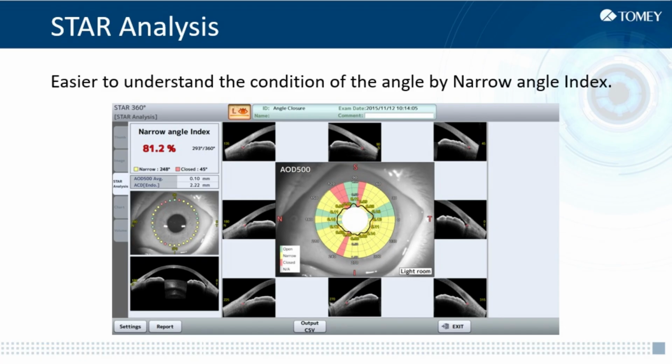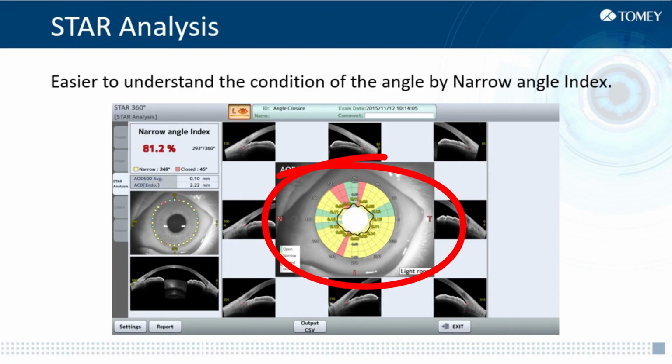This is a screen of the optional application, STAR analysis. At the top left, the analysis results are displayed as the narrow angle index, which indicates the suspicion of narrow angles as a percentage. By quantifying it, it becomes easier to understand the condition of the angle.